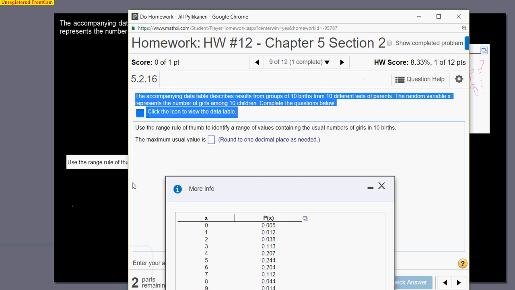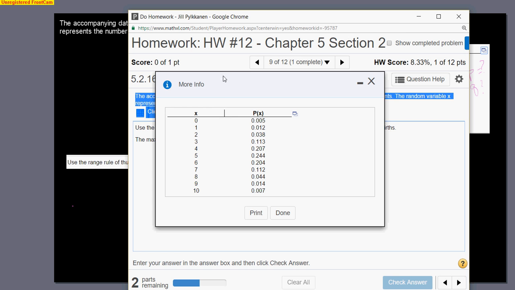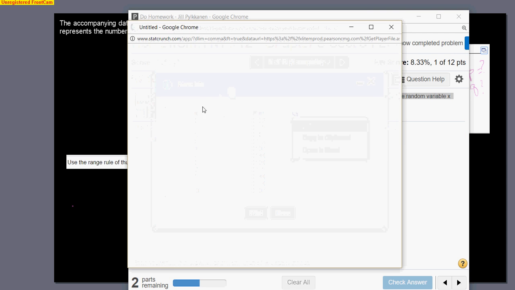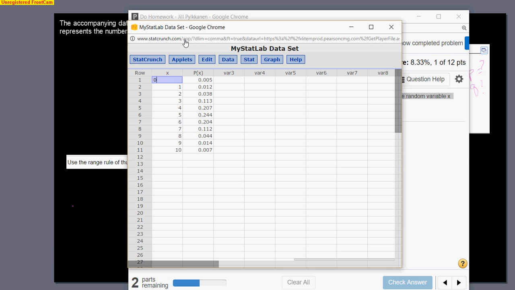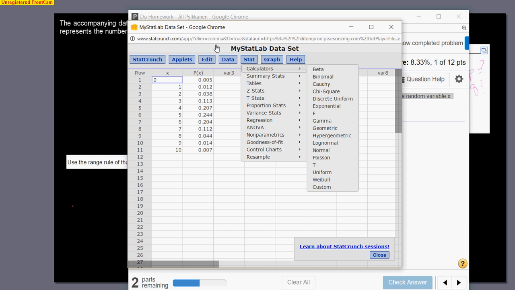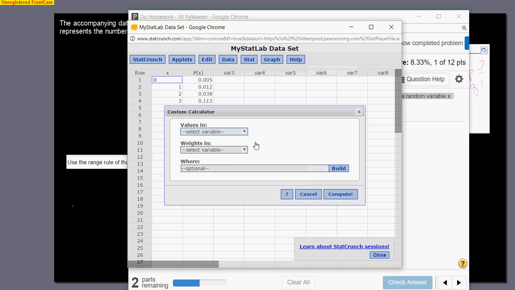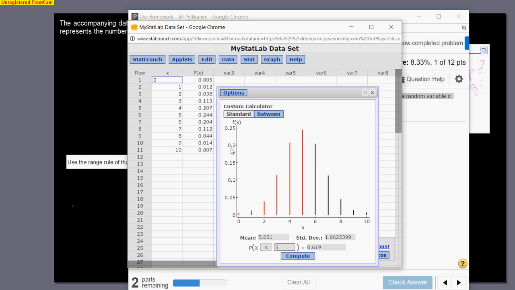So I'm just going to pull this problem up, and I'm going to click on Open in StatCrunch. Again, this is on your StatCrunch tips. You can click on Stat, Calculators, scroll down to Custom. We put our values in x and our weights in the probability of x. We compute that, and we have a mean of 5.031, and we have a standard deviation of 1.66. I'll carry it out 3 places.